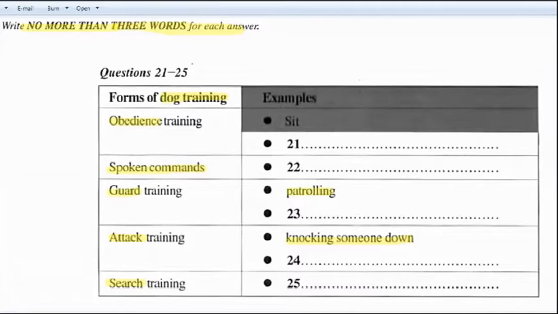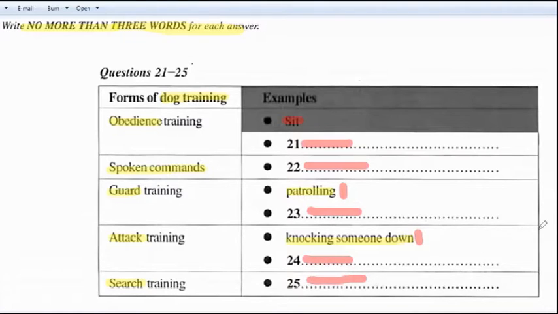Now, the next step is to predict what types of words we're going to hear here. Right, what words we're going to hear for the answers. So actually, this is interesting because the example gives us sit, but all of the other ones here give us an ing verb. All right, so we have sort of 2 options that we might hear for each of these: 21, 22, 23, 24, 25.